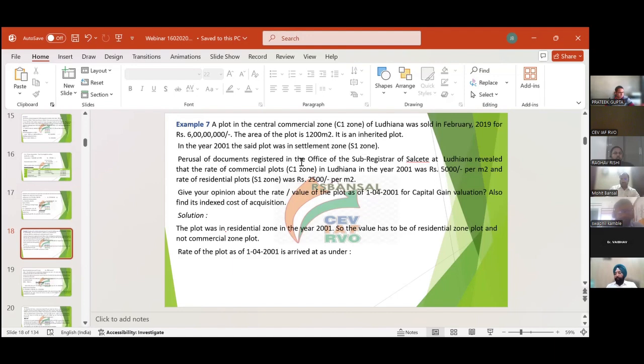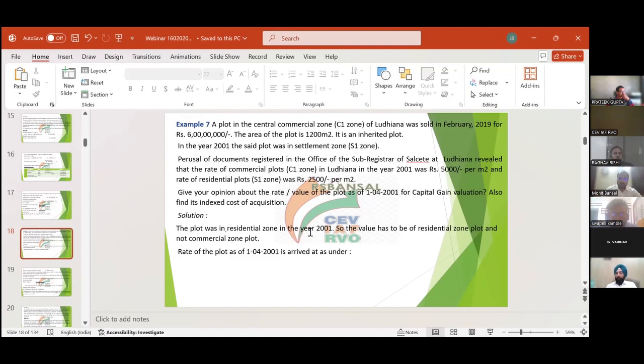Perusal of documents registered with the Office of the Sub-Registrar at Ludhiana revealed that the rate of commercial zone in Ludhiana in the year 2001 was 5,000 per square meter and the rate of residential plots was 2,500 per square meter. Give your opinion about the rate or value of the plot as on 1st April 2001 for capital gain valuation. Also find its indexed cost of acquisition.